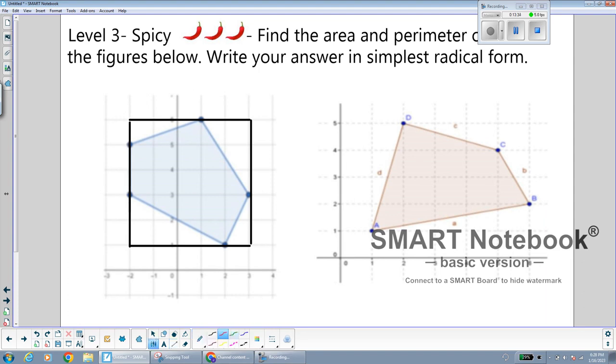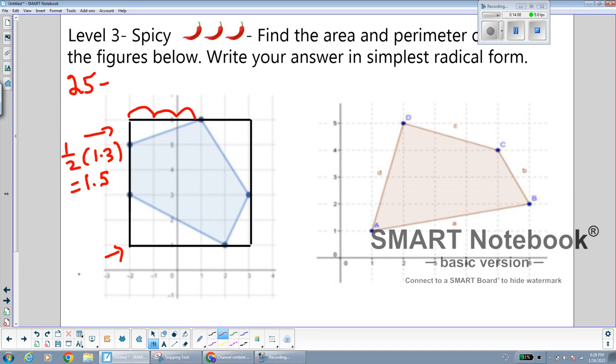There we go. So the whole thing is 1, 2, 3, 4, 5. 1, 2, 3, 4, 5. So the whole thing is 25. 5 times 5 is 25. This triangle right here is half of 1 times 2. Wait, 1, 2, 3. 1 times 3. My bad. And half of 3 is 1.5.